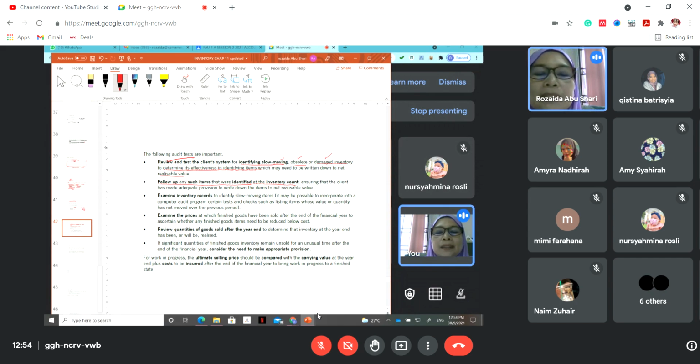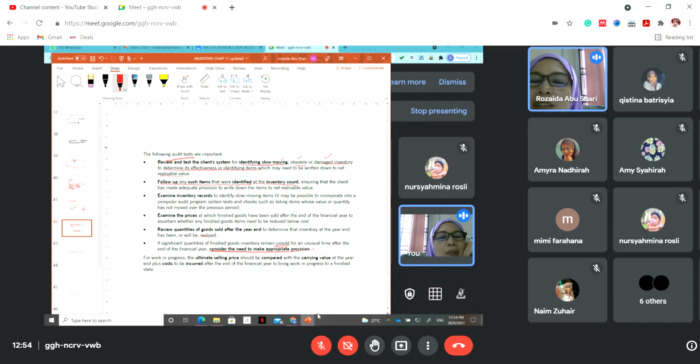And examine the price at which finished goods have been sold after year end and review quantities of goods sold after year end to determine that inventory at year end has been or will be realized. Okay, dijual lah. If significant quantities of finished good inventory remain unsold for an unusual time, tak jual-jual, after the end of the financial year, consider the need to make appropriate provision. Inilah provision ni, provision for unsold item. So yang ini adalah estimation by the company.